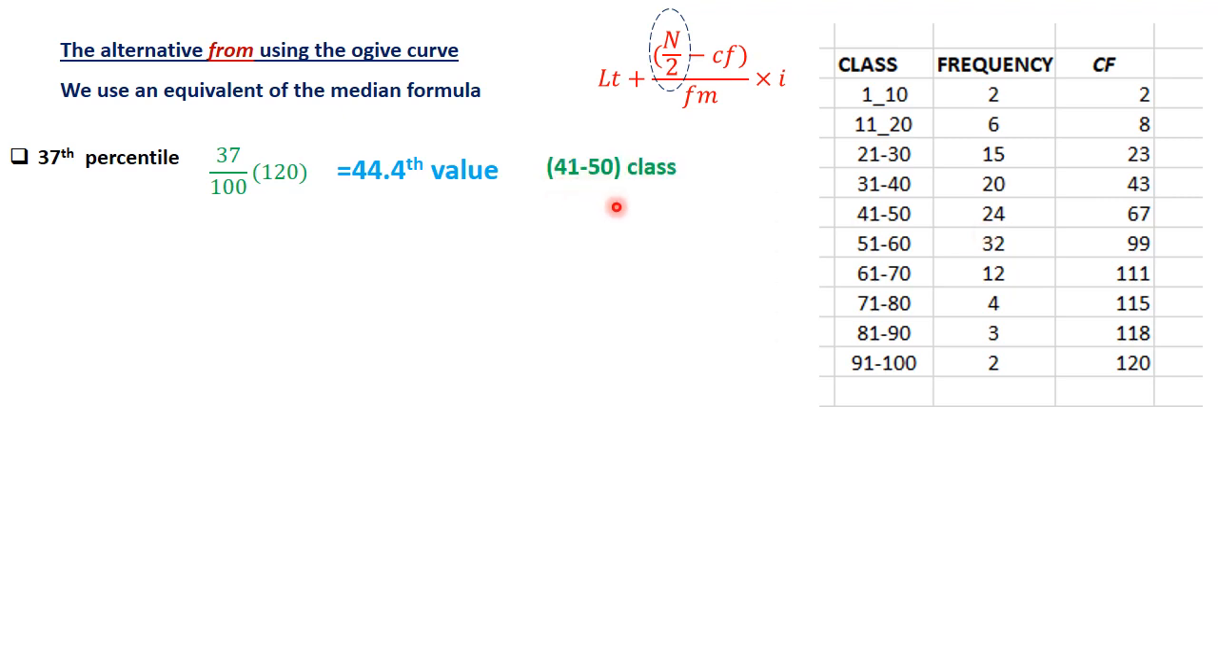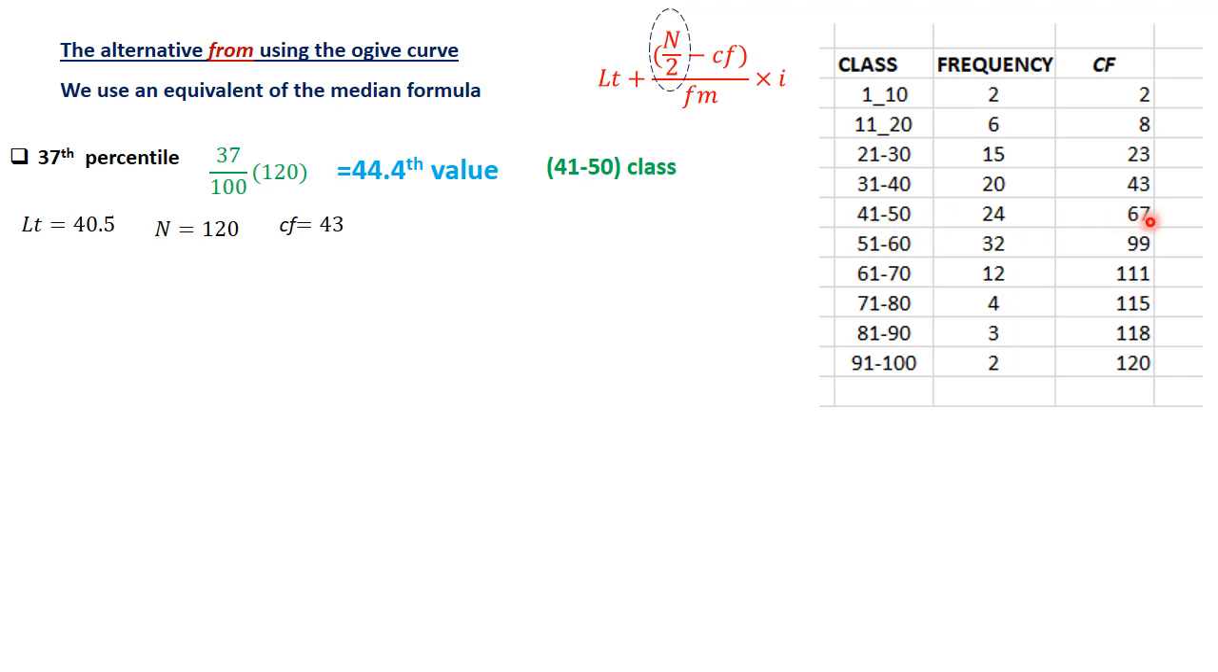And this defines what LT will be, what CF will be, what FM will be. N is 120 and I is 10, all through. Lower class limit of that class will be 40.5. Why? Because it is 41 minus 0.5, which is 40.5. N will be 120, CF will be 43. Why? Cumulative frequency just above the median class. Sorry, just above the 37th percentile class. That class was 41 to 50, this one here.